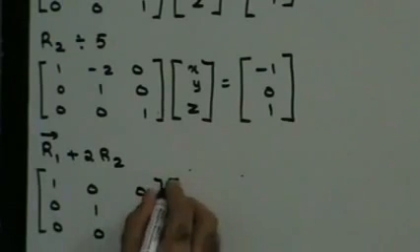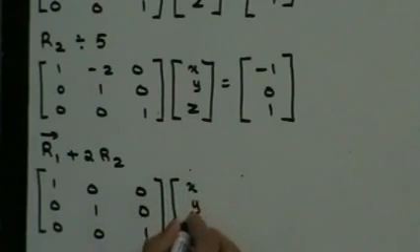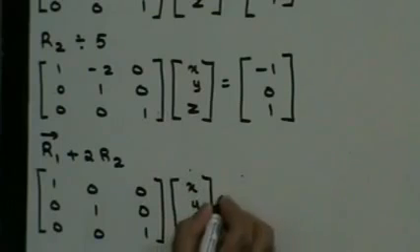R2. So this is going to be R1 minus 2 plus 2, giving 1, 0, 0, 0, 1, 0, 0, 0, 1 times X, Y, Z is equal to minus 1, 0, 1. Right? Now this is an identity matrix.